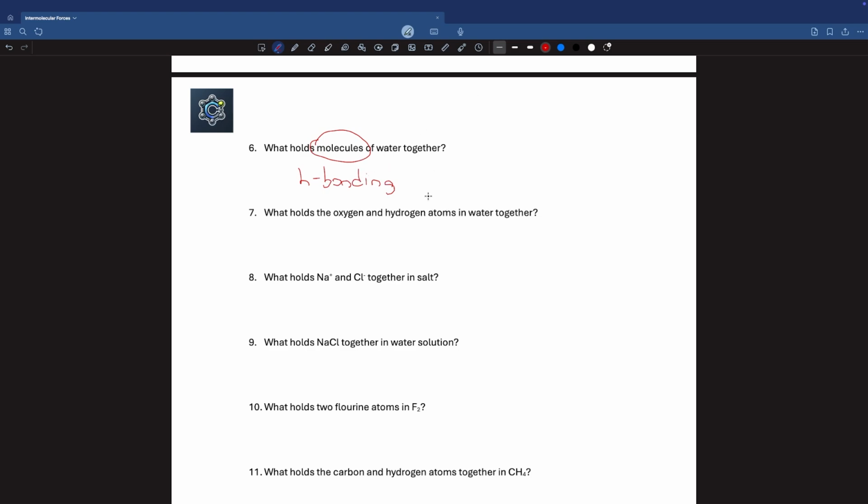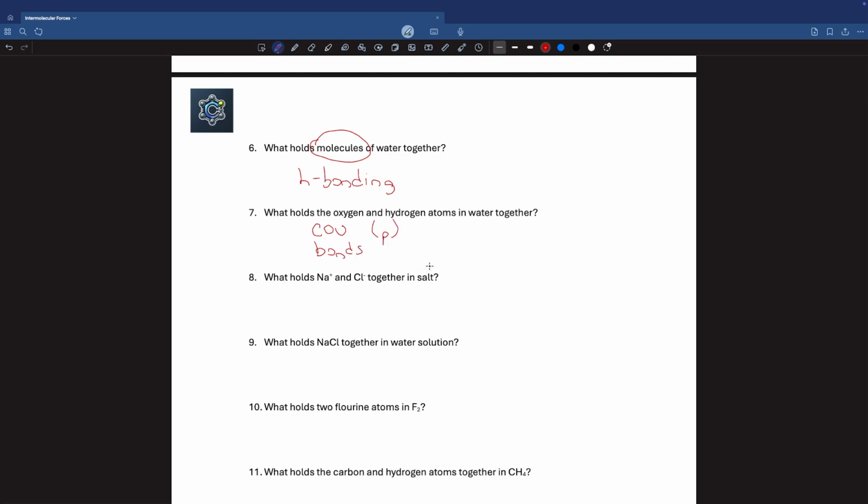What holds the oxygen and hydrogen atoms together in water? Notice that this is kind of a trick question. May seem like the same answer as before, but notice that this is an intramolecular force. This is inside the molecule. And simple enough, it's just covalent bonds, right? They hold the hydrogens and oxygen in water together. This is the Lewis structures that we've been drawing. Covalent bonds. And we can actually write polar covalent bonds, so just a P.